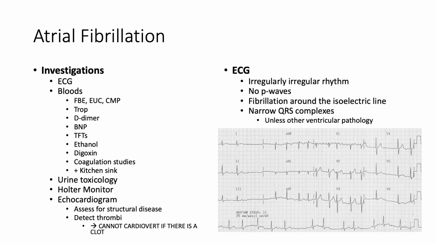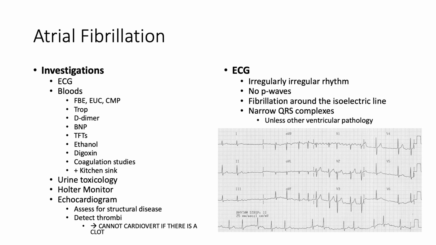So investigations, it's pretty much the kitchen sink, which is what I've written here. So you want to do an ECG, and you're essentially trying to find out every reason why this has happened. So was it because of a PE, which is your D dimer? Is it because of heart failure? Is it because of thyroid issues? Is it because of alcohol or digoxin poisoning?